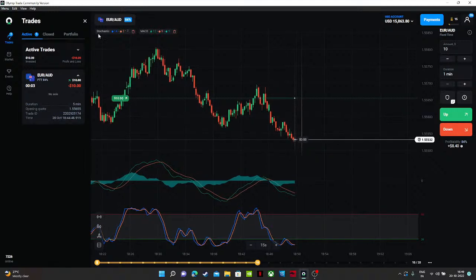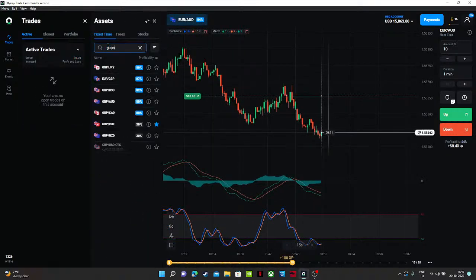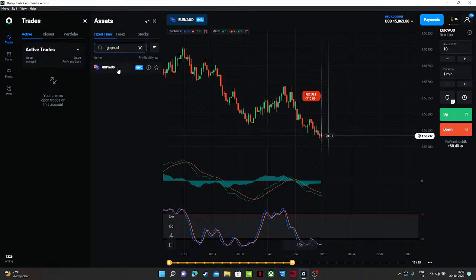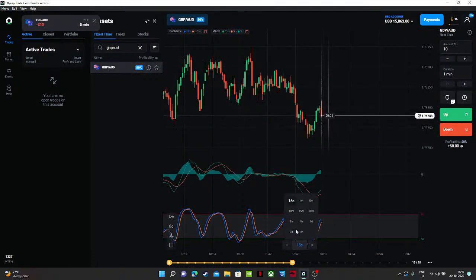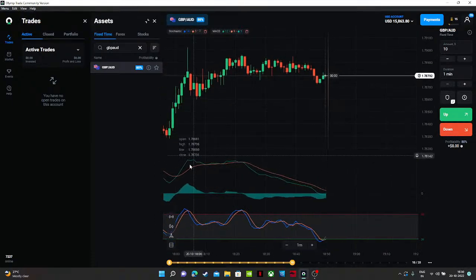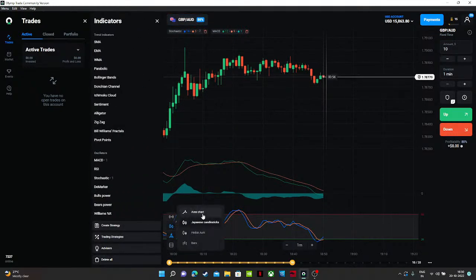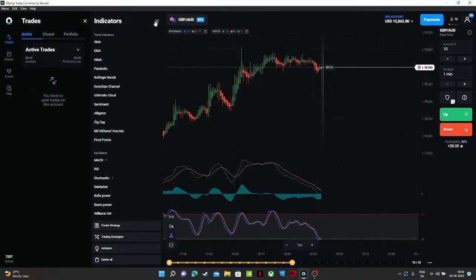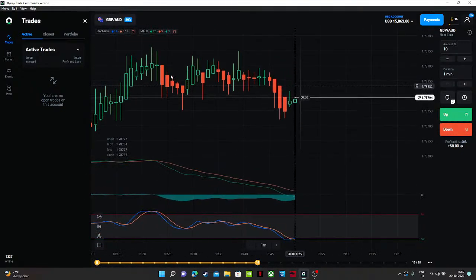GBP AUD. Okay. Heiken-Ishi candlesticks. I don't think that we have an entry here since the price is very volatile.